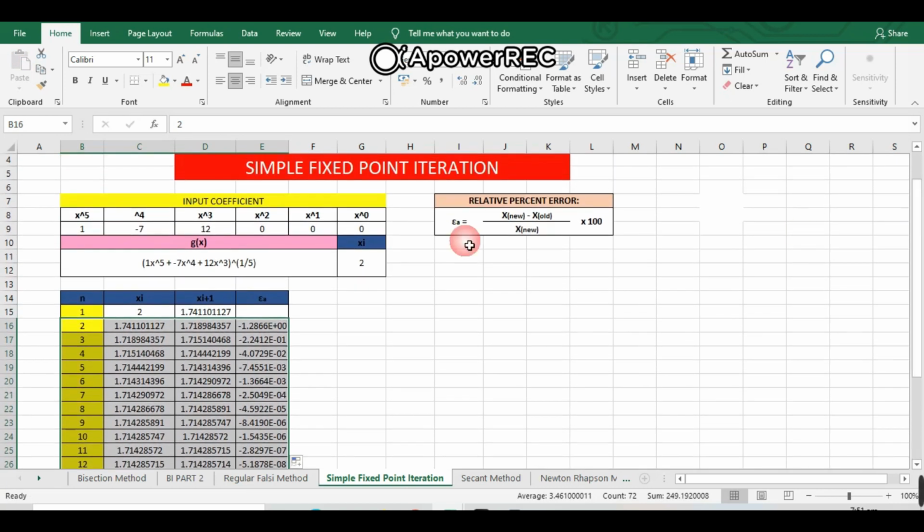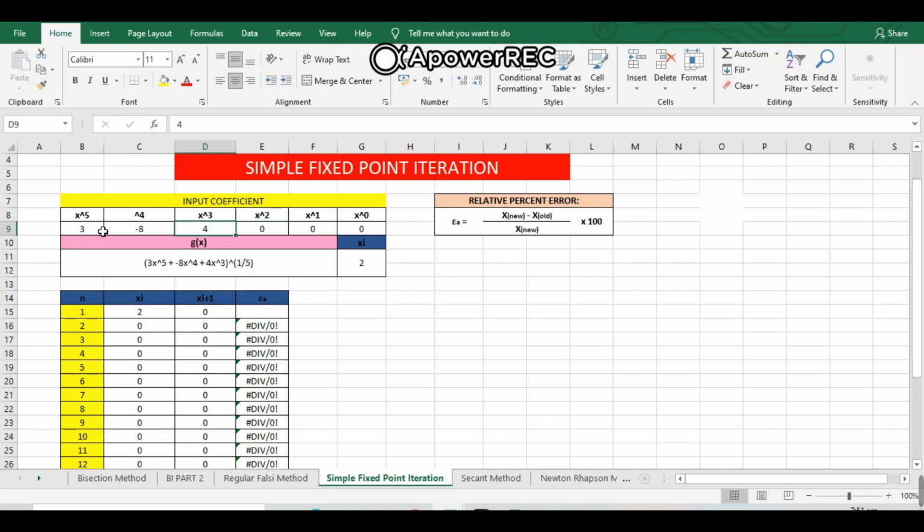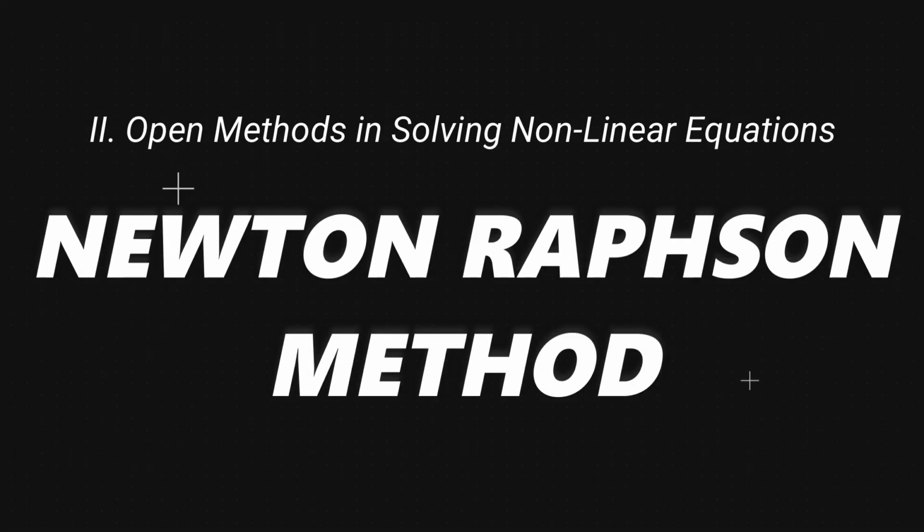If the user wants to change the equation, for example 3, negative 8, 4, the equation will be different.